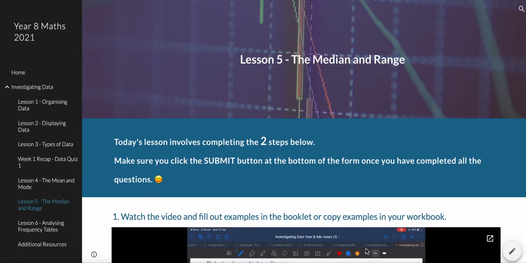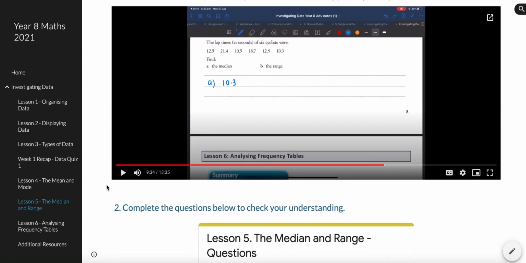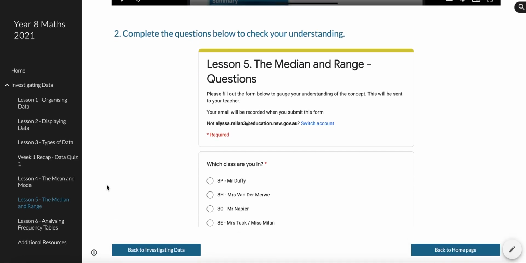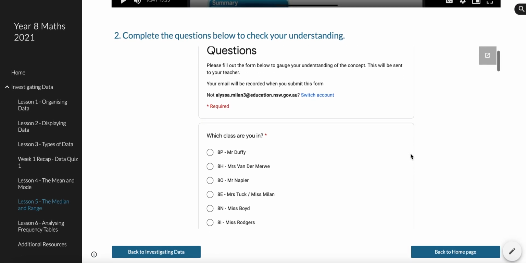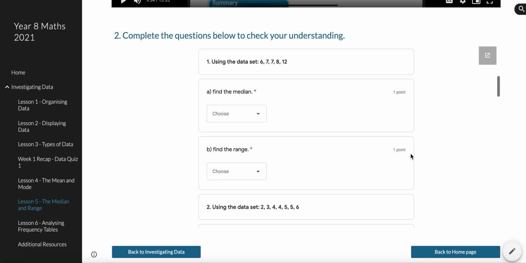5, the median and range solutions. I wish I had an iPad so that I could just cross out numbers when I was trying to work out the median, but I don't, so you guys are just going to have to picture or imagine that I'm crossing out numbers, okay? So, using the data set 6, 7, 7, 8, 12, this is the same data set as we used for the mean and mode last time, we need to find the median.